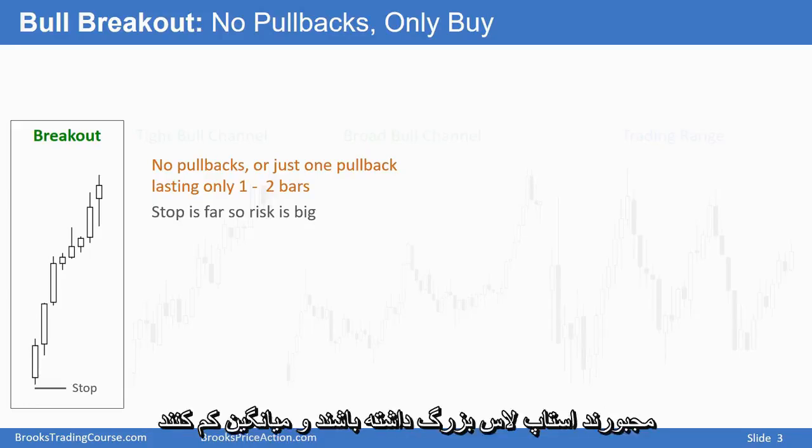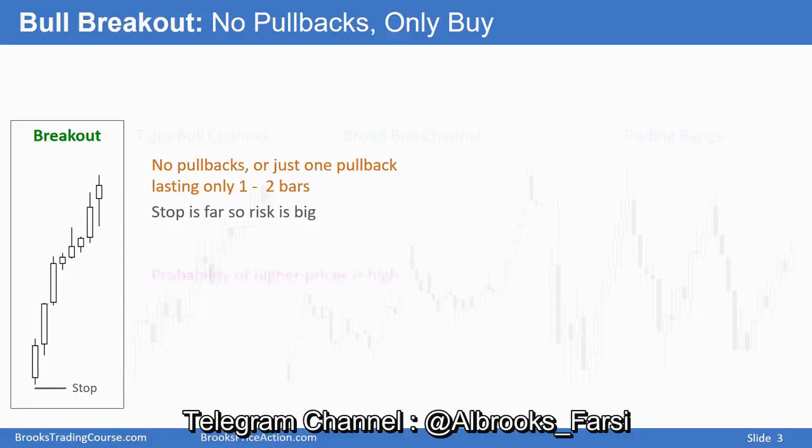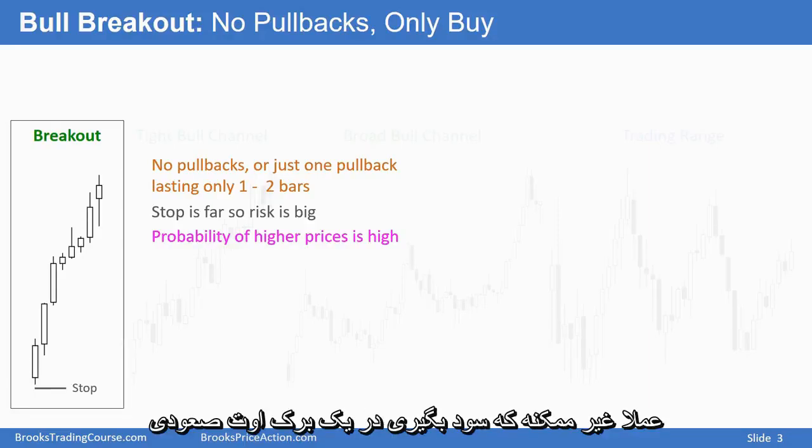They will have to use an extremely wide stop and scale in. But they have very good risk-reward because if they sell at any point and the market reverses, their risk is very little and the reward is very great. You should not be selling when the market looks like this. You should only be buying. And if you do sell, it's virtually impossible to make money during a bull breakout.